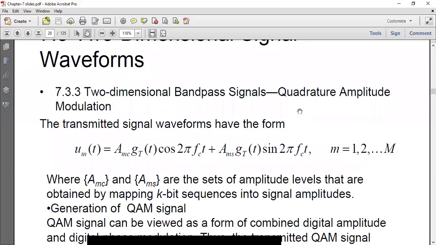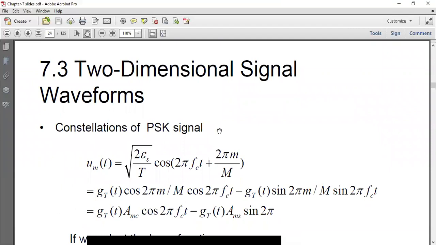The next case is quadrature amplitude modulation, section 7.3.3. In this case, we have a positive signal here. In the previous case, we had negative, as I can show you again. So in this case, we have negative here, and cosine 2 pi fct here, fct is missing actually. So this 2 pi fct should be here.